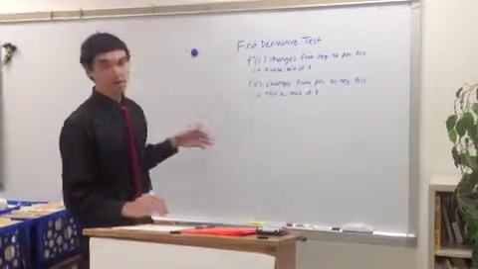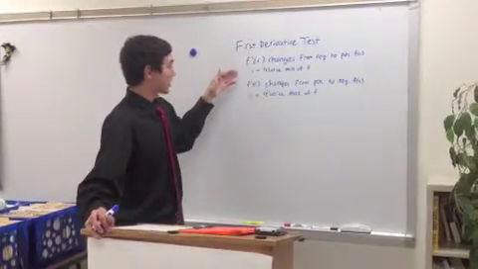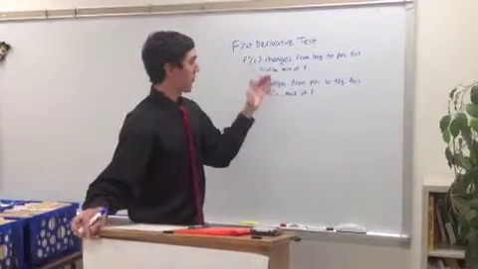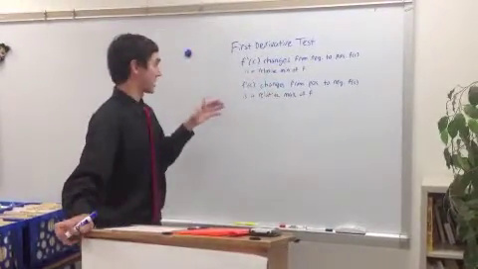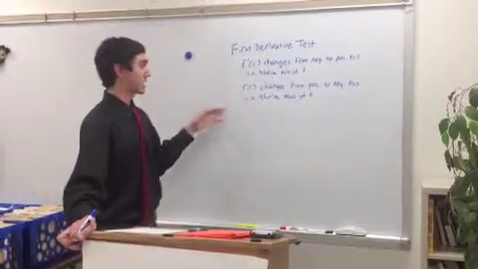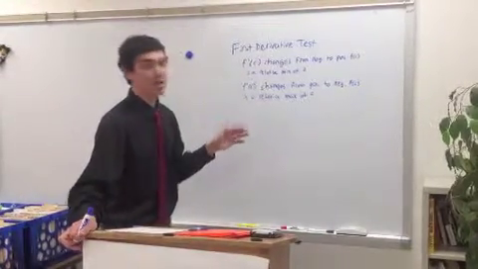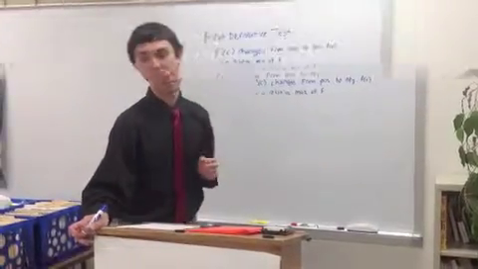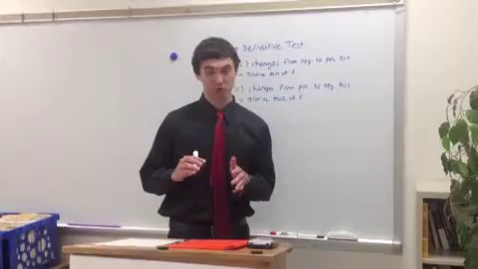the following. So if f prime of c, your derivative of your function, changes from negative to positive, then f of c is a relative minimum of f. However, if f prime of c changes from positive to negative, then f of c is a relative maximum of f. So here's how you use the first derivative test.